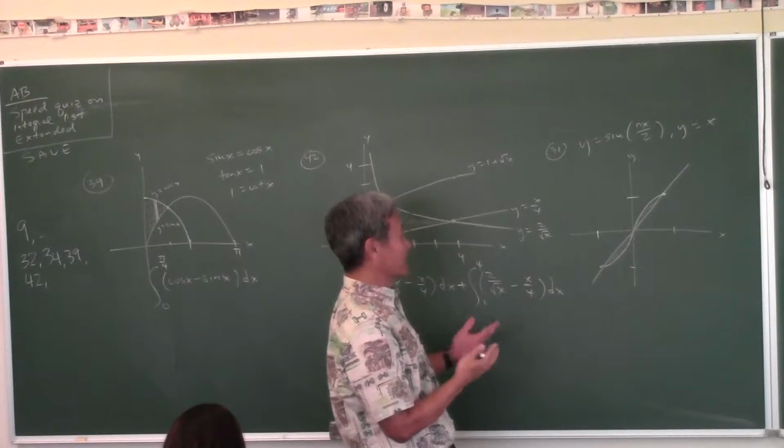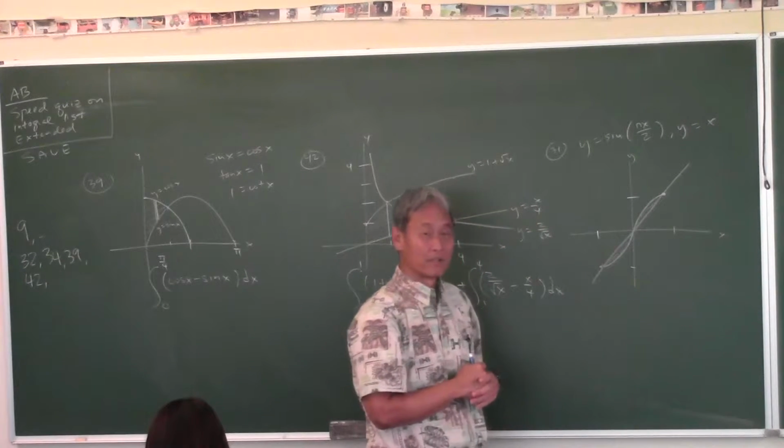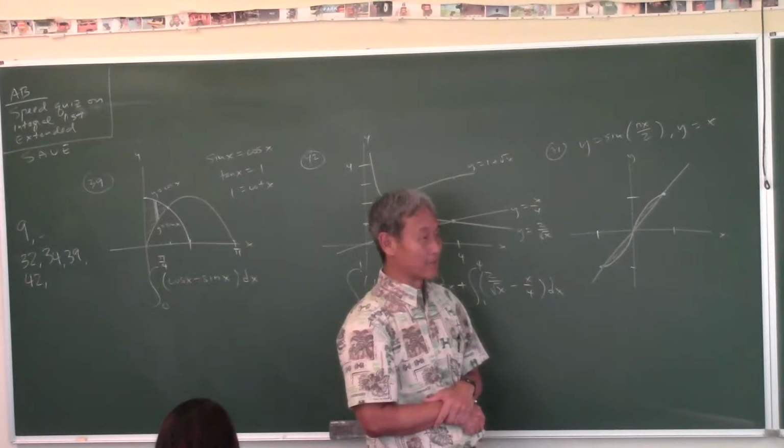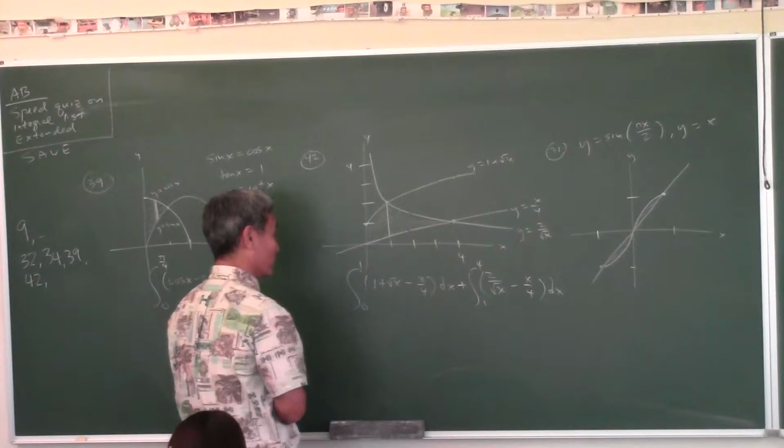Now, can you see, because these are odd functions, that this area is equal to that area? So why not just compute the area on one side and times it by 2? That makes sense, right? But you can only do that if you have symmetry. If you don't have symmetry, you can't do that.